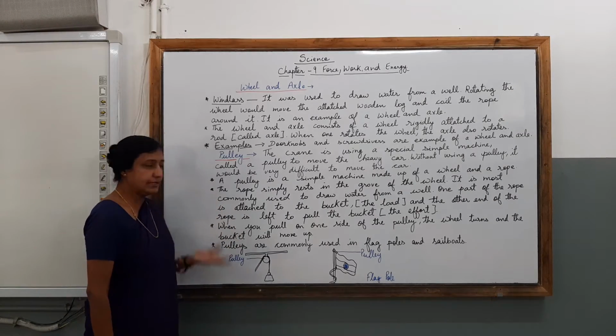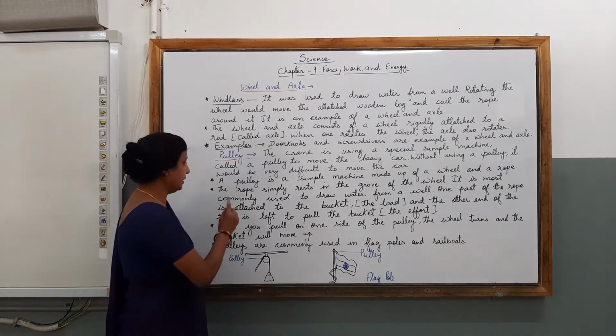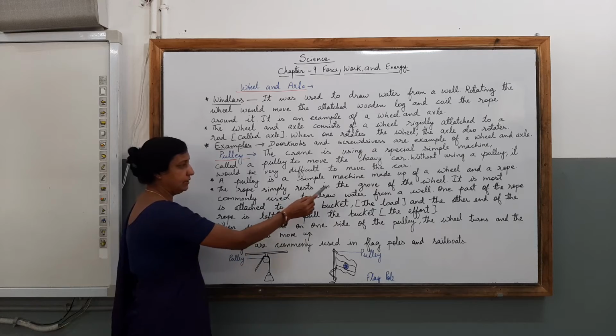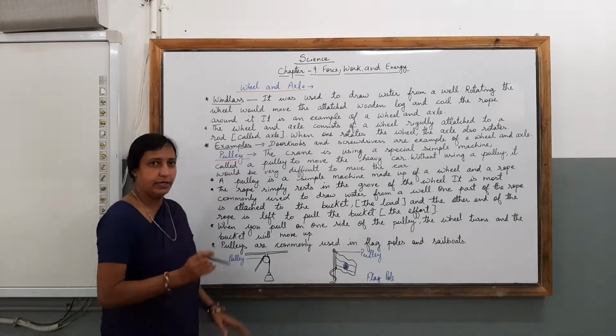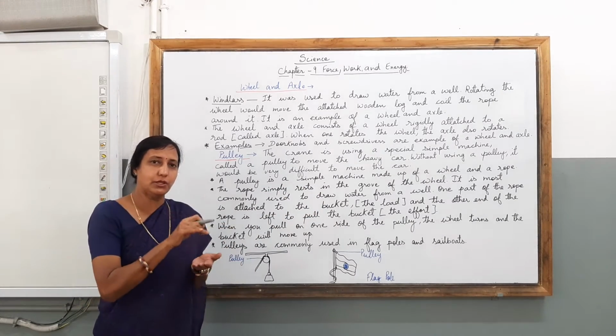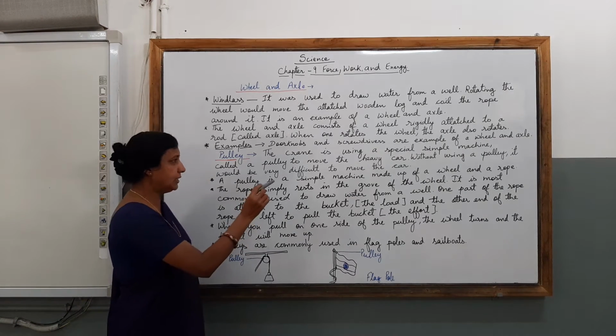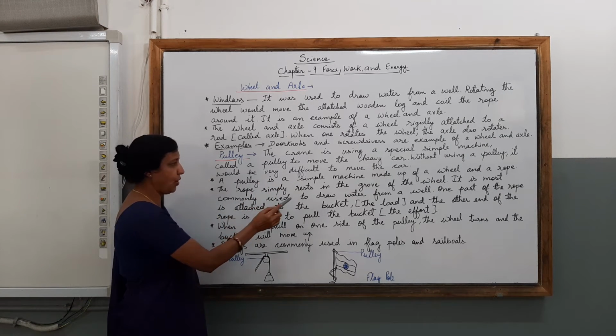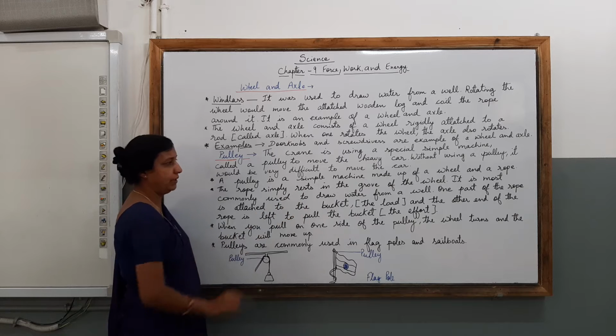So children, let us see how it is working. Children, the rope simply rests in the groove of the wheel. It is doing nothing but resting on the wheel. Clear? And children, it is most commonly used to draw water from a well.